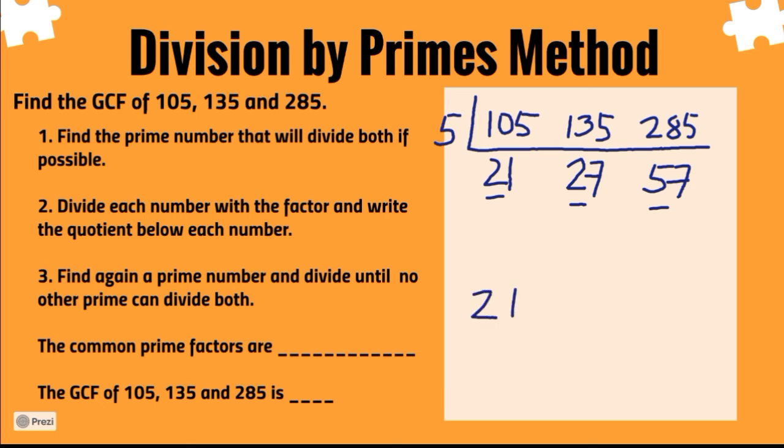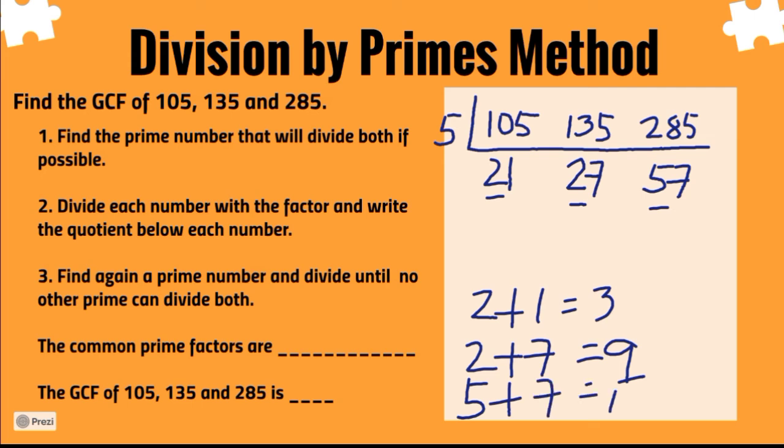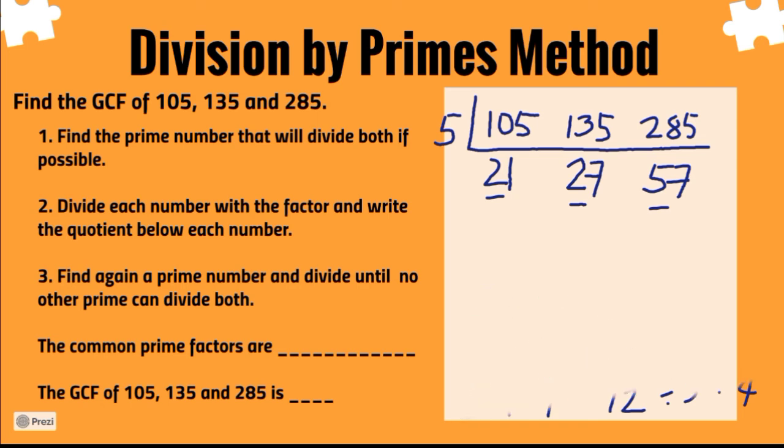So, 21, 2 plus 1 is equal to 3, divisible by 3, and 27, 2 plus 7 is equal to 9. 9 divided by 3 is equal to 3, and 57, 5 plus 7 is equal to 12, and 12 divided by 3 is equal to 4. So, there's no remainder. It means, 21, 27, and 57 ay divisible by 3. So, divide natin lahat ng digits by 3.